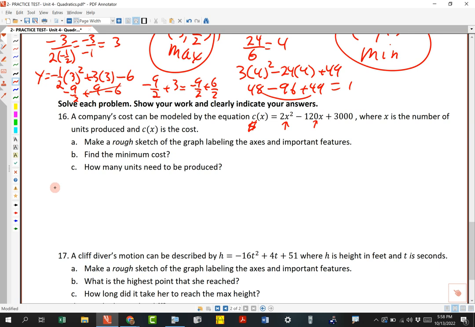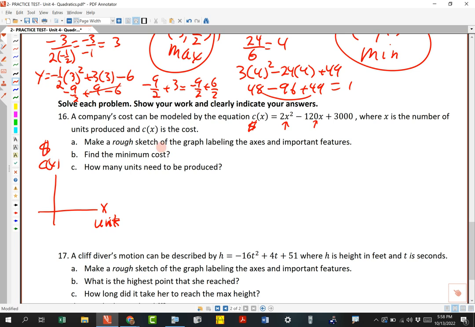So I'm going to come over here and I'm just going to draw a sketch, something like this. They've told us what x and y represent. So this is going to be x and this is going to be units. So I'm going to put units right here. And this is going to be C of x, and this is going to be cost. So I'm going to put a dollar sign right there. Okay, so this is the company's cost. This is how much it costs to make this.